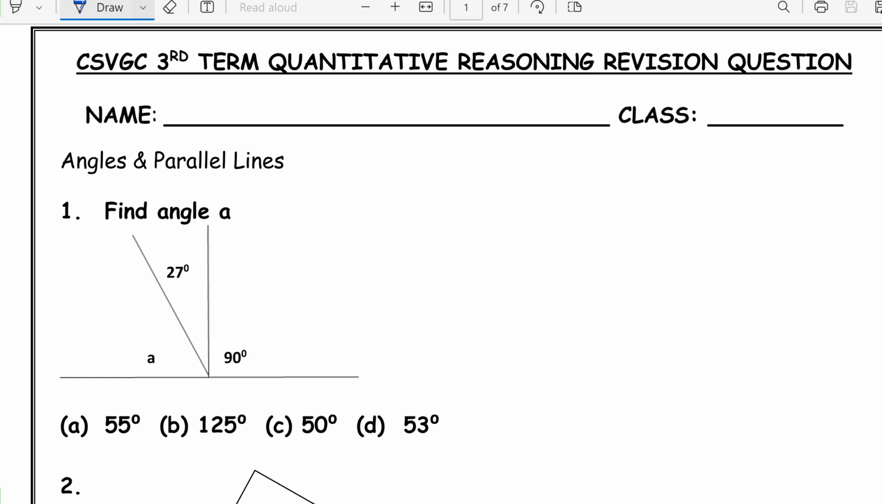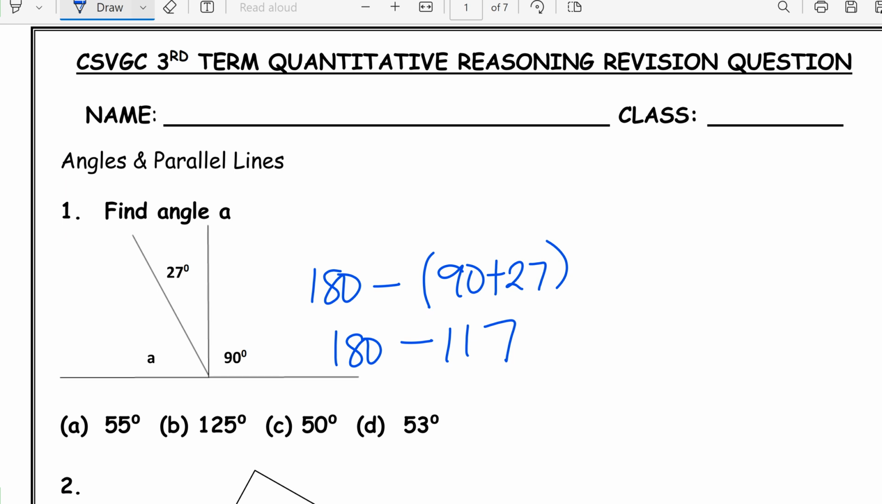The first question says, find the angle. How do we find this? We do this by doing 180 minus the two angles you have, because everything equals 180. 180 minus 90 plus 27, then you get your answer. Then that will be 180 minus 117. Then you get your answer for this.